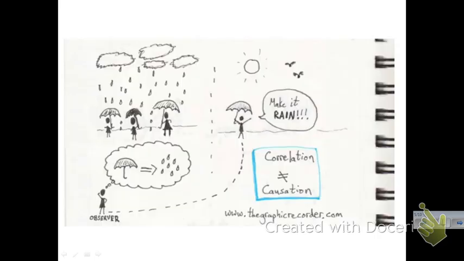So here I have just a kind of a fun little picture here. We have this observer here, and she sees that these people have umbrellas, so it's raining. So she gets her umbrella over here and says, hey, why is it not raining? Make it rain. So here we have an understanding that this umbrella does not cause it to rain. So there we have an example where the correlation does not equal a causation.